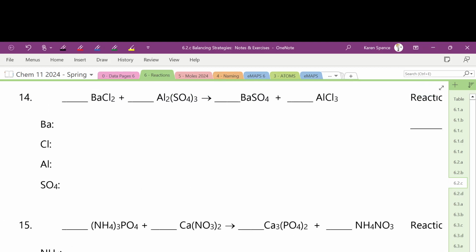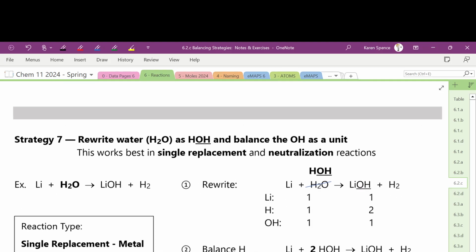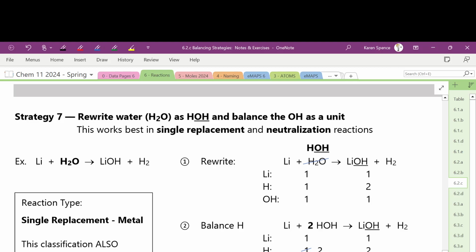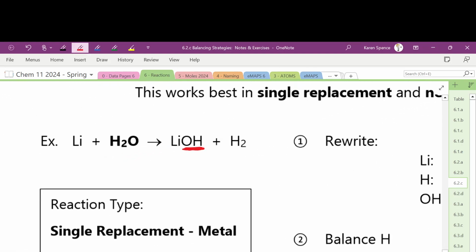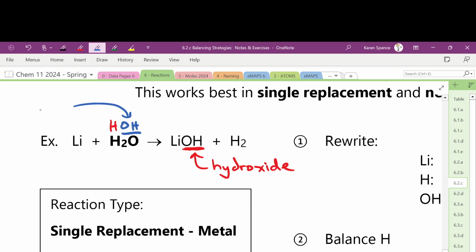Okay, on page 35, we have strategy number 7. And that is that water, H2O, can be thought of as being made up of an H plus ion and an OH minus ion combined together. So if you have on one side of the reaction a hydroxide ion, wouldn't it be nice if you had a hydroxide ion on the other side to balance as a group? So what you can do is rewrite water as H, OH, and now you have hydroxide on the other side.